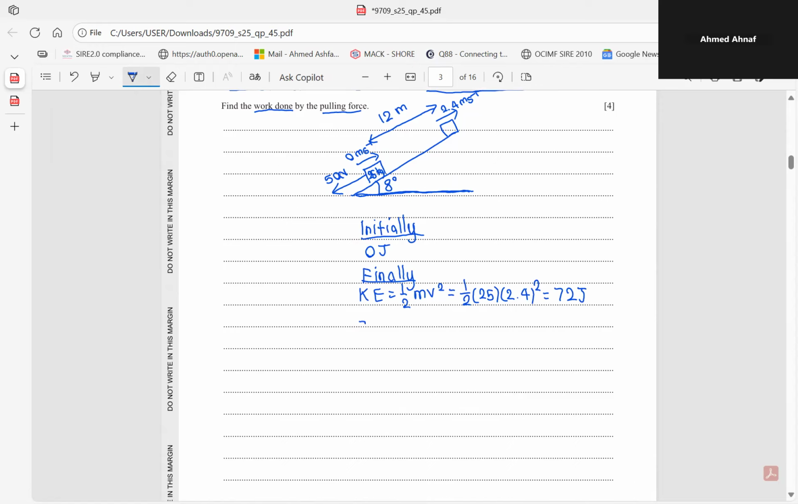And then GPE has also increased, mgh. So m is just 25, g is 10, and h is the vertical height that the block moved through. So that's just 12 sine 8 degrees. I recommend you to leave it in exact form. So this is 3,000 sine 8 degrees.